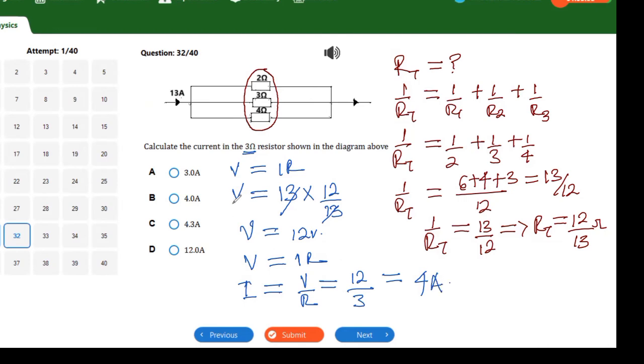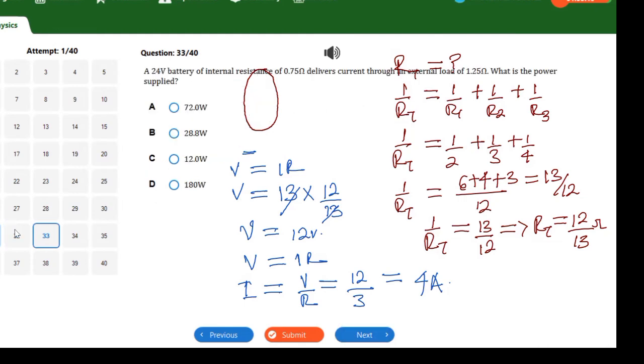Please take note. When resistors are arranged in parallel, they have the same what? The same potential difference across its ends. But when they are in series, the same current, but different what? Different potential difference. Right? Okay. So that is how we got our current to be 4 amp. So that's about question 32. So let's move to 33.